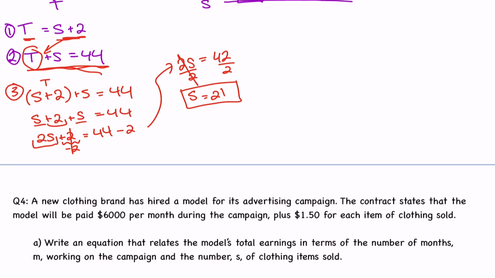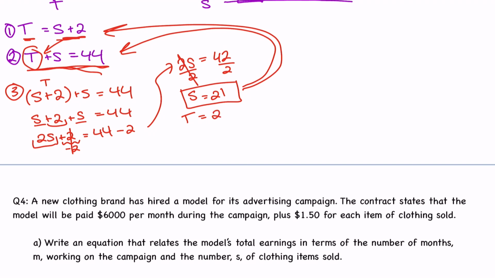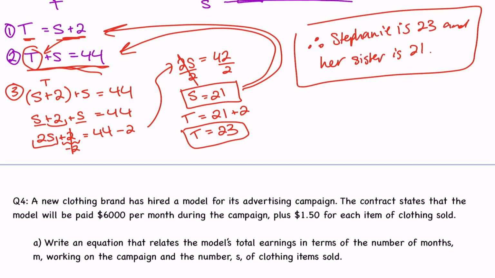Now that we know S is equal to 21, we can plug it into either of these equations to solve for T. So I'm going to do the first one because it's easier. So T is equal to S plus 2, and remember S is 21, so 21 plus 2. So T is going to be equal to 23. Now we can write our therefore statement. Therefore, Stephanie is 23 and her sister is 21.